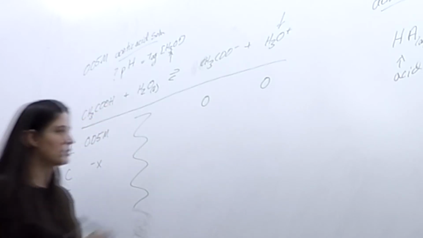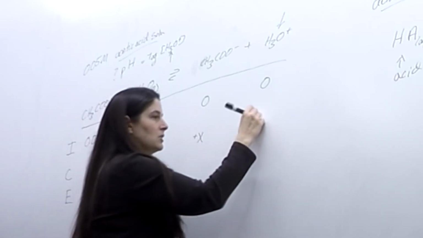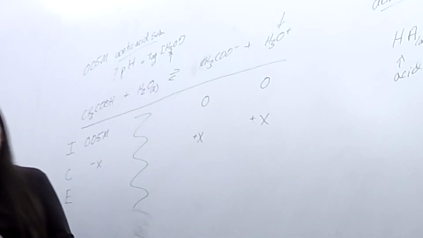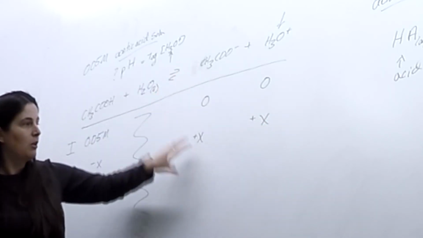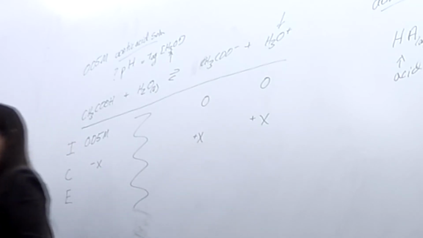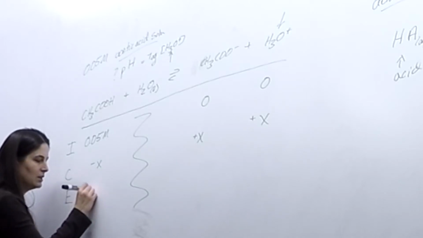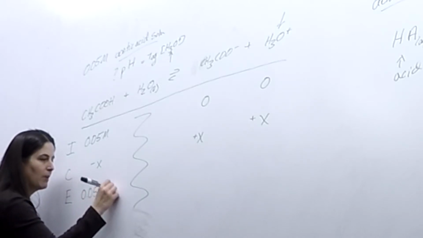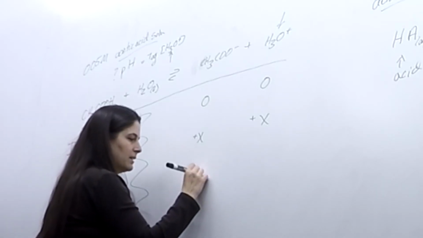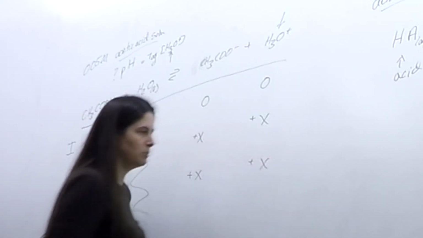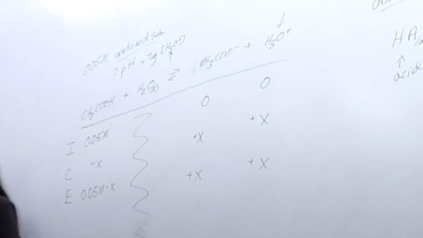All of the coefficients are 1 here, so X is going to be our change for all of these. Now, if this had been 2, it would be a change of 2X. Remember that. The coefficient in the front is going to determine how many times X changes by. All right, so it's going to change by X since there was no value given. We assume an X. So the equilibrium concentration for this will be 0.05 molar minus X. This will be plus X, and this will also be plus X because it's 0 plus X is X.